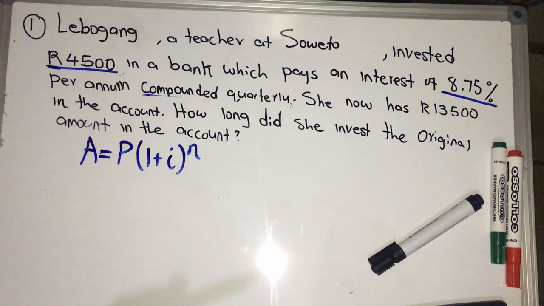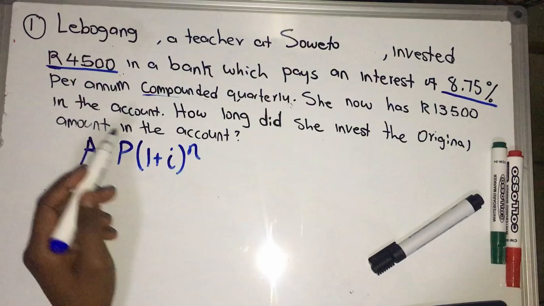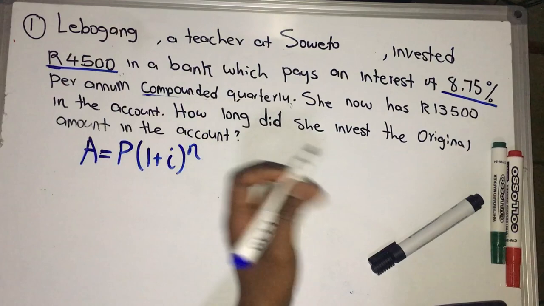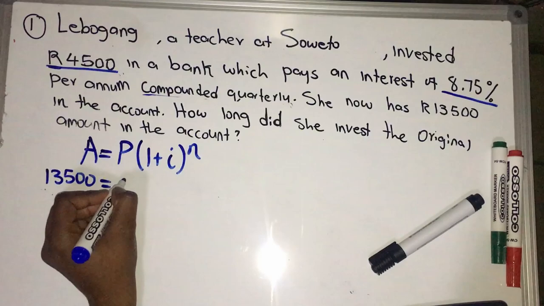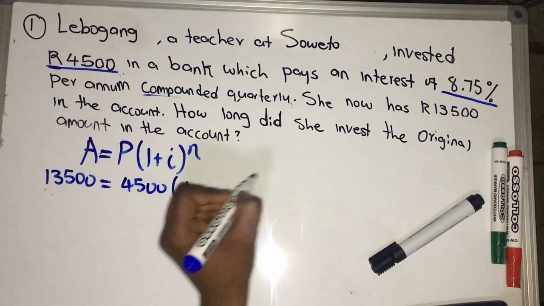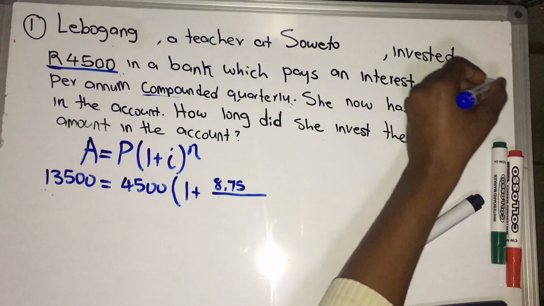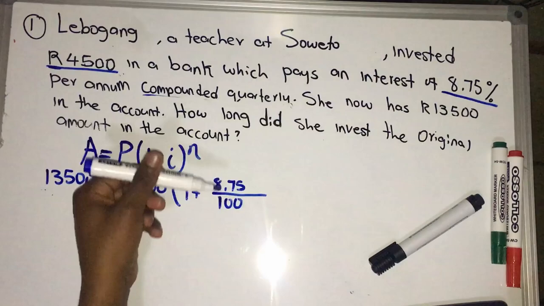And then, how long did she invest the original amount in the account? So we have a duration which is n. Okay, so we substitute the final amount, 13,500, and the initial payment of 4,500. Okay, and then 1 plus our interest 8.75. Remember this is a percentage, so 8.75 over 100. Or we can divide separately and we get 0.0875.